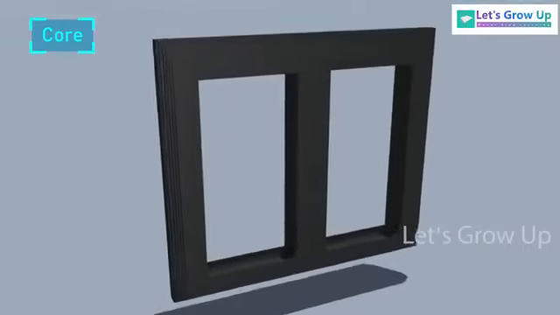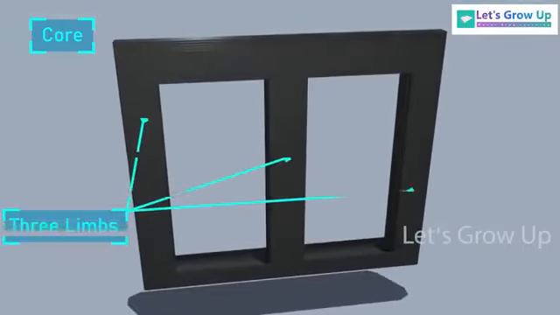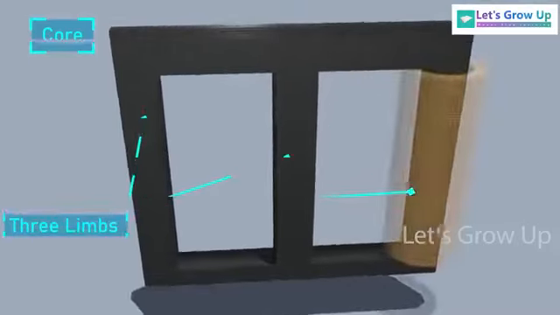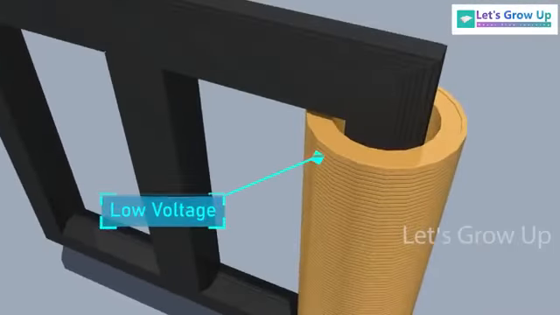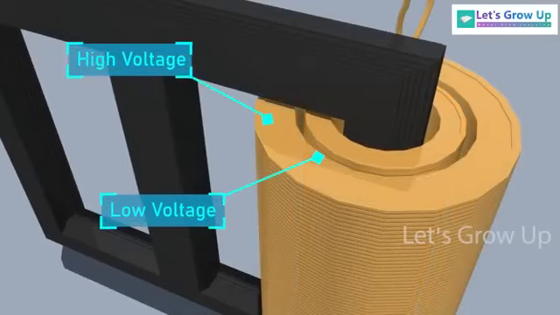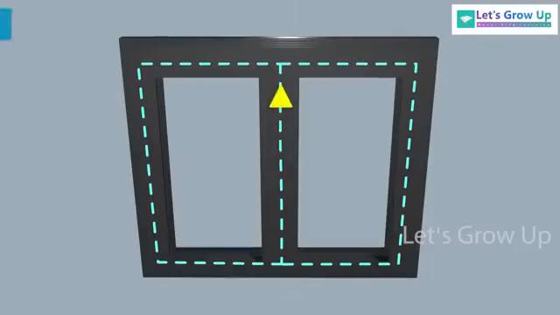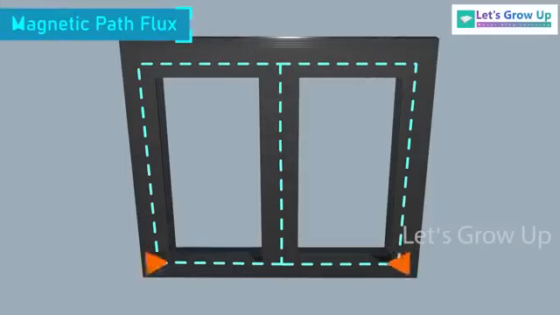The core of the three-phase transformer consists of three limbs in the same plane, and each limb carries both low voltage, LV, winding, and high voltage, HV, winding. The core provides a magnetic path for flux around the core.